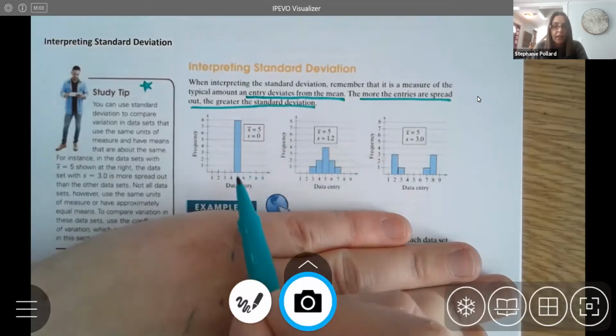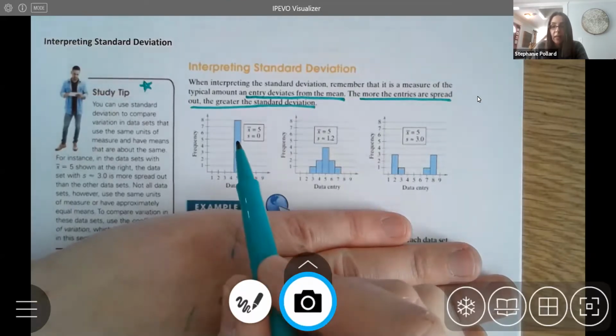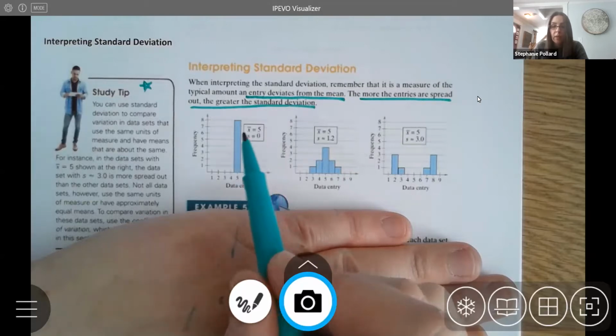So in this one, the standard deviation is 0 because every single data point is the same as the mean. So there's no variation at all. Every single data point is 5. That's it. So no variation, which is why your standard deviation is 0.